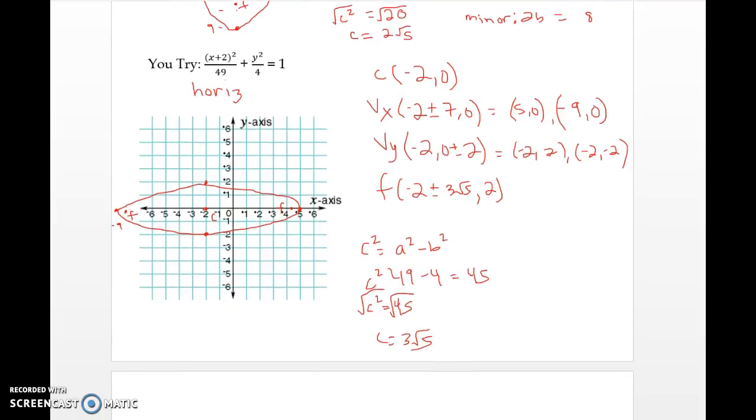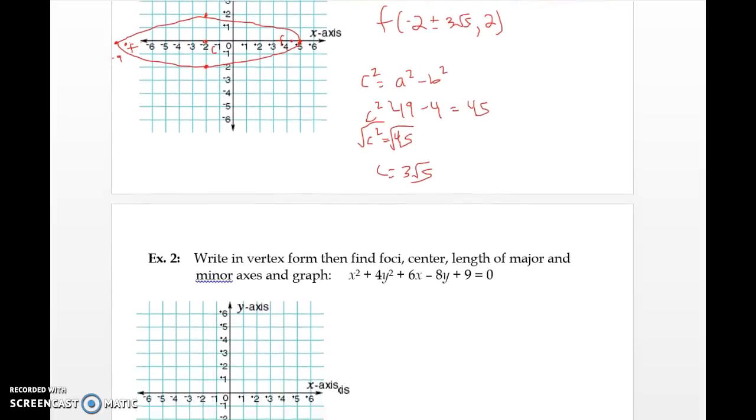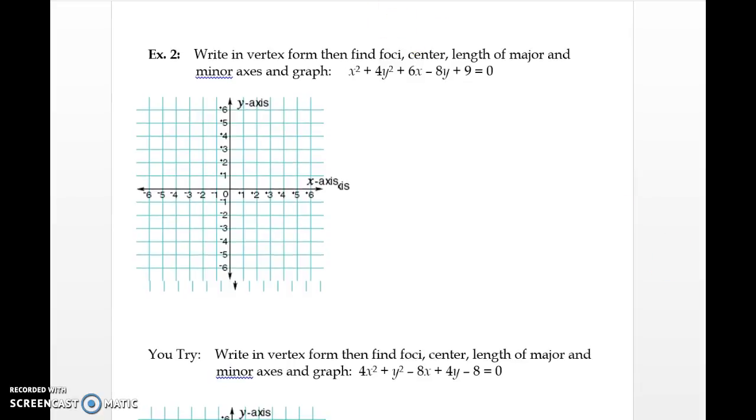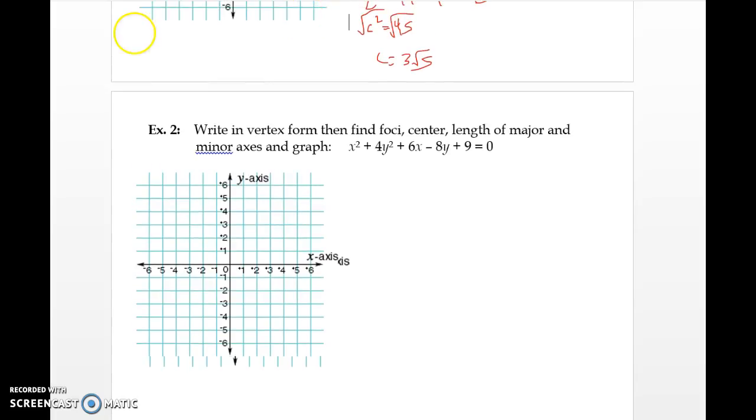So moving on, sometimes you're going to get an equation that's not in your nice standard form like you're used to seeing. And so what we have to do is put it in that nice vertex form. So the first thing you want to do is group together your x's and your y's. So I'm going to say x squared plus 6x plus 4y squared minus 8y. And I'm going to move over my constant 9. That's going to equal negative 9.